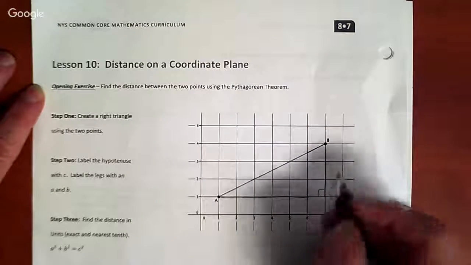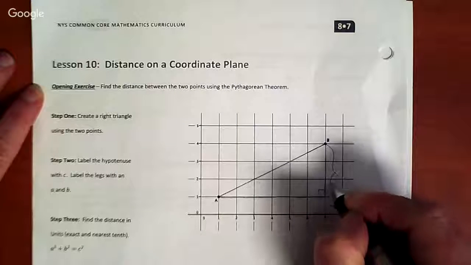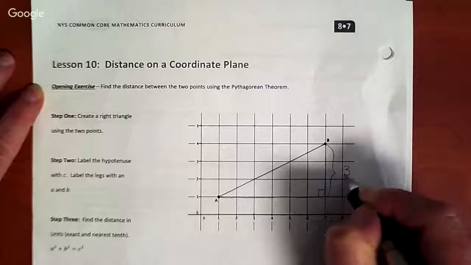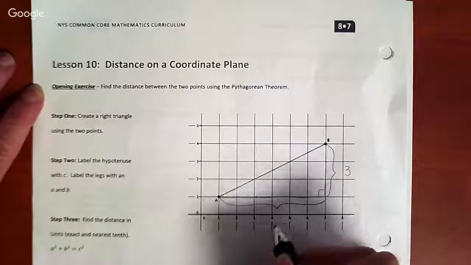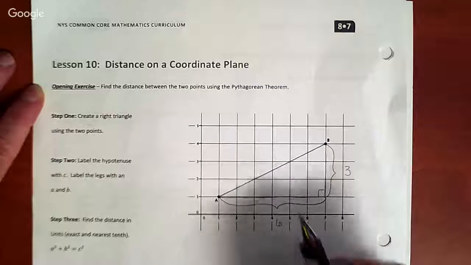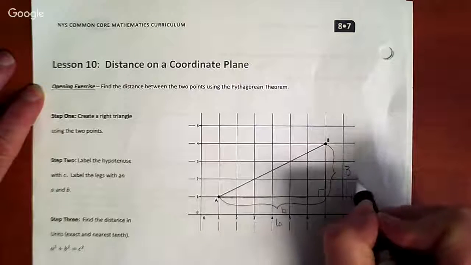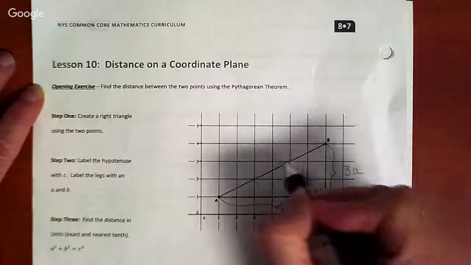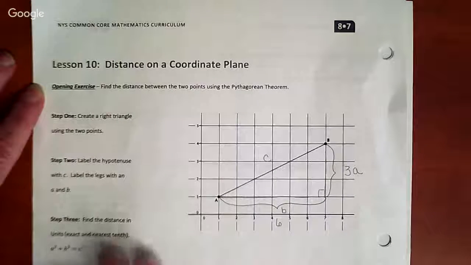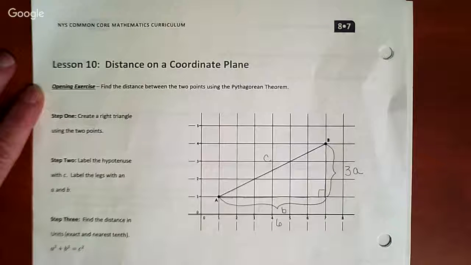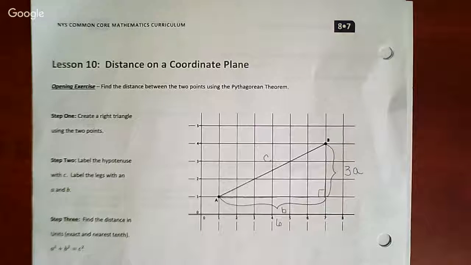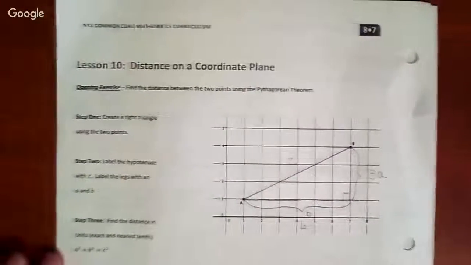Here we can have A that goes from here to here, which would be 3 units. Then we can have a side that goes from here to here, which would be 6 units. That would be our B. Here would be our A, and then here would be our C. The next thing we can do is label the hypotenuse with C and label A and B, which we just did. Let me first bring this into focus a little bit better.